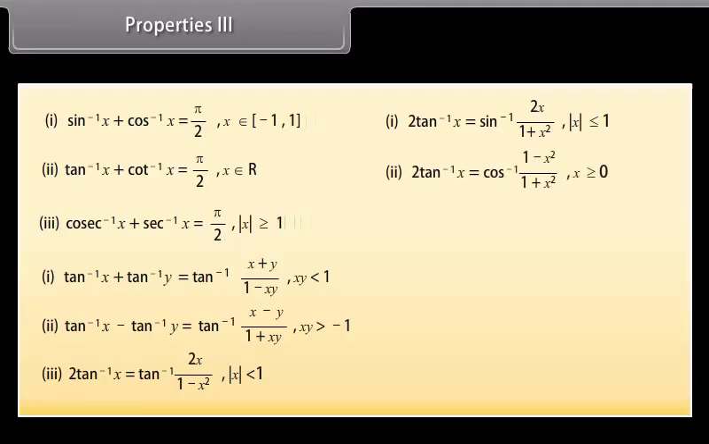2 tan inverse x is equal to cos inverse of (1 minus x square) by (1 plus x square), x is greater than or equal to 0. 2 tan inverse x is equal to tan inverse of 2x by (1 minus x square), minus 1 is less than x is less than 1.